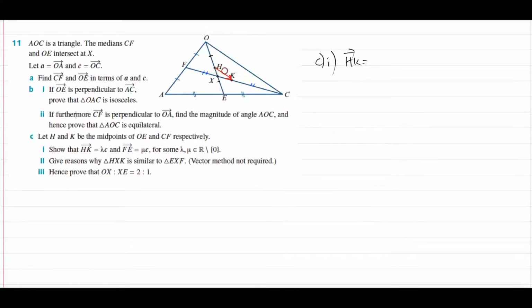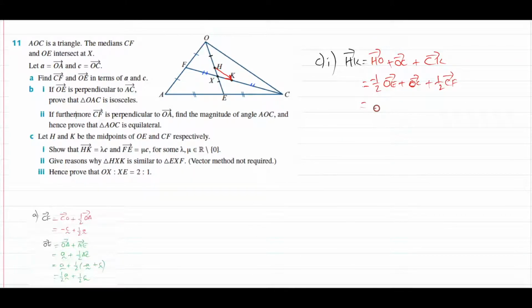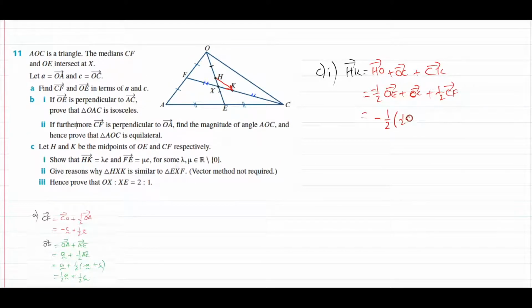So if you want to go from H to K, you can go from H to O, up here, O to C, right there, and then C back to K. Right, we know that HO is half of EO, so we can write that down, half or negative half of OE if you prefer. And then OC is just vector OC, but I'll just write it there. CK we know is half of CF, so you can write that down, half of CF, because it splits them into two.